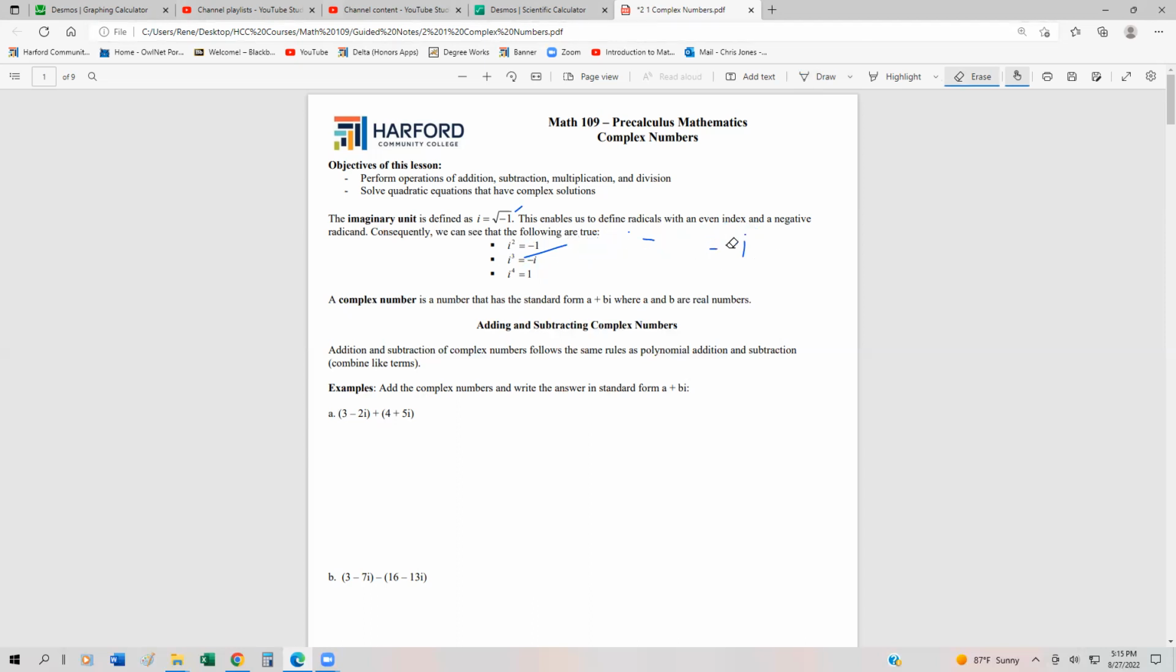Finally, i to the fourth is going to be 1, because we can write i to the fourth as i squared times i squared, which is -1 times -1, which is +1. From there, they just keep repeating themselves, because you can always factor off an i to the fourth, or a number of i to the fourths, to get 1. So that's what an imaginary unit is.